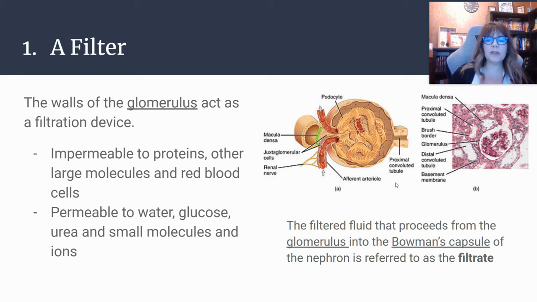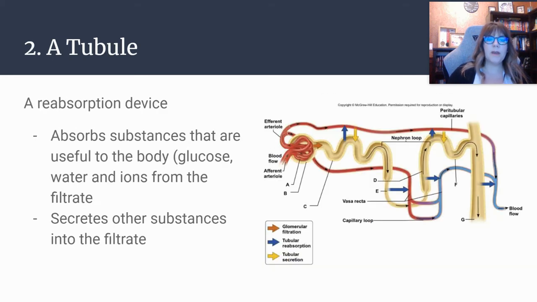Now, once it's filtered into the nephron, it's actually filtered into a space called the Bowman's capsule, and we refer to the material that is filtered as filtrate. All right, so that's step 1, the role of the nephron is to act as a filter. The second role of the nephron is to be a tubule. Now, tubule, think T-U-B-E, okay, so it's a tube. The key part about this is a tubule can be both for reabsorption and secretion.